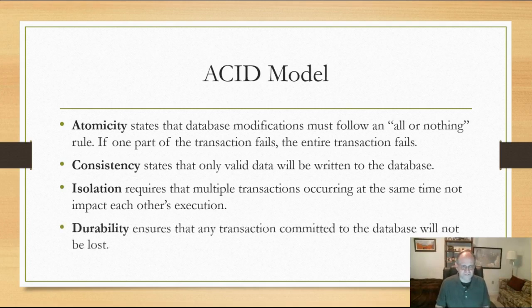And the D stands for durability. It says that a transaction, once it's committed to the database, will not be lost. We will have backups, transaction logs, and various components built into the database that ensure that once we have a transaction committed, it will not be lost. So those are the four important components of databases called the ACID model.